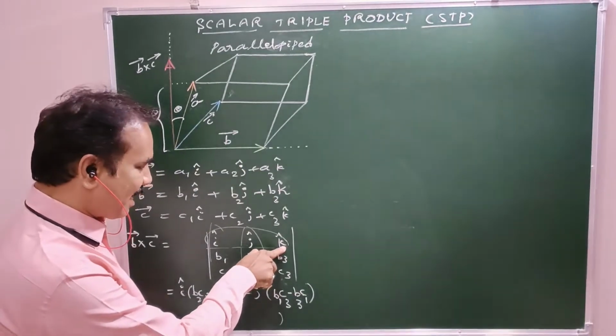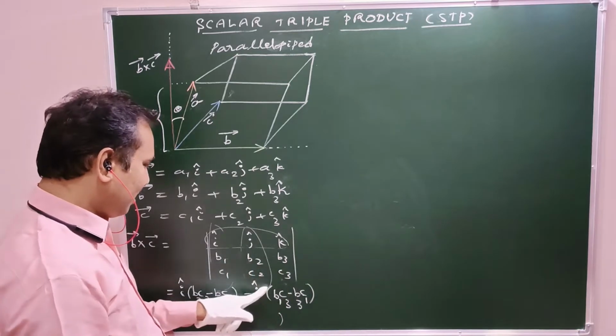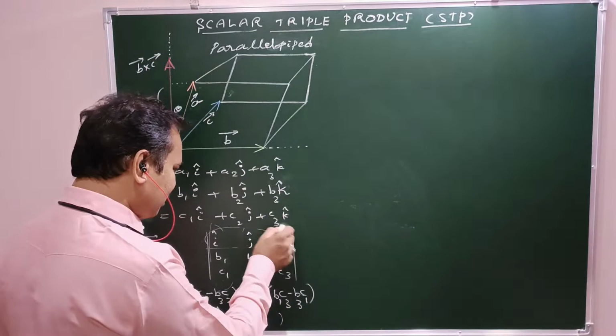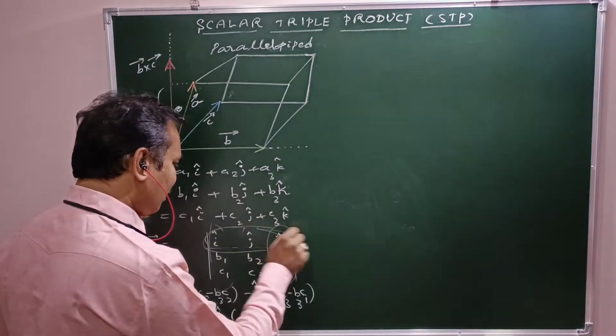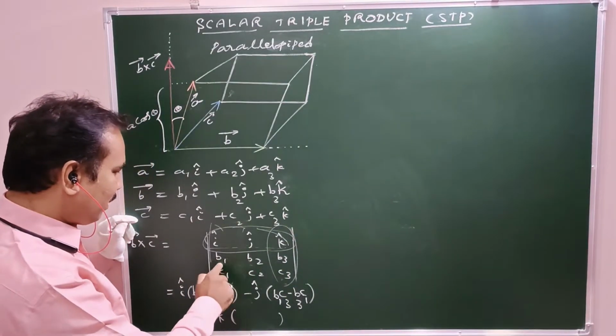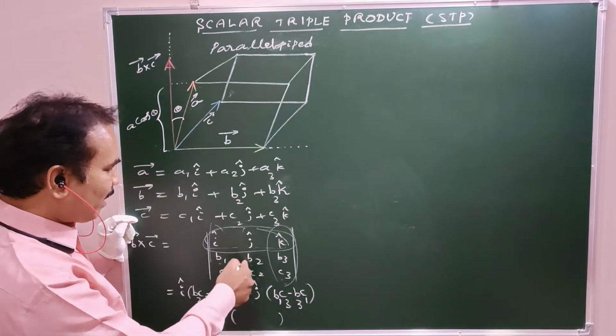see, somewhere here k cap is there. Now exclude this row and column containing k cap. We are left with B1, B2, C1, C2. That is AD minus BC.